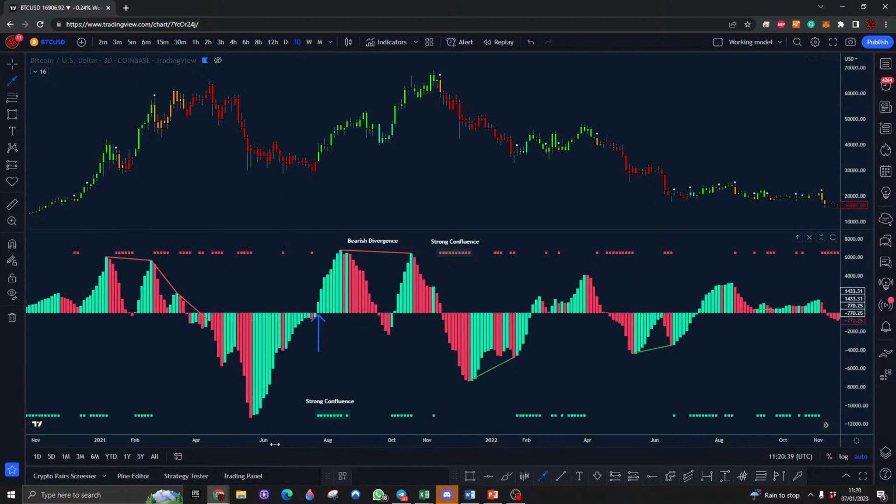So not only did we know that this was potentially coming, we eventually get the actual green candle. Now what also happened down here is you can see we have strong confluence. So these green dots or green squares print when we have confluence in both price momentum and volume momentum. So it's like a double whammy to show you whether or not this particular move is likely to be successful bullishly or not.